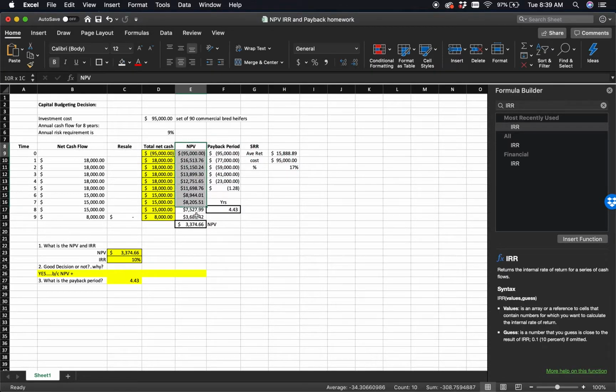So continuing to focus on this one, this is the idea of capital budgeting, and net present value is the best way for you to approach these decisions. And that's how the formulas work.